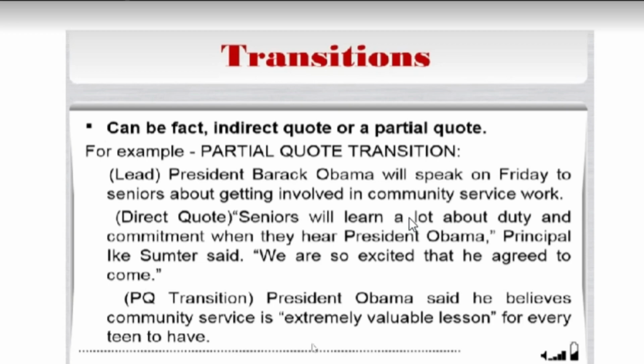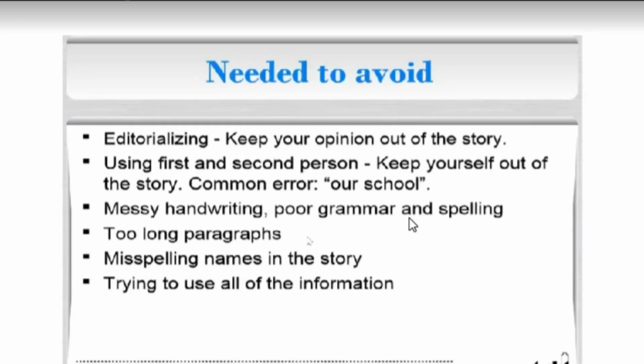First, we have to avoid editorializing our news article. Keep your opinion out of the story. And then, avoid using first and second person. We need to avoid that, okay? We do not use first and second person. Instead, we use third person point of view. Avoid messy handwriting, poor grammar and spelling, too-long paragraphs, okay? Lengthy paragraphs, misspelled names in the story, and trying to use all of the information in one paragraph. We need to avoid that.